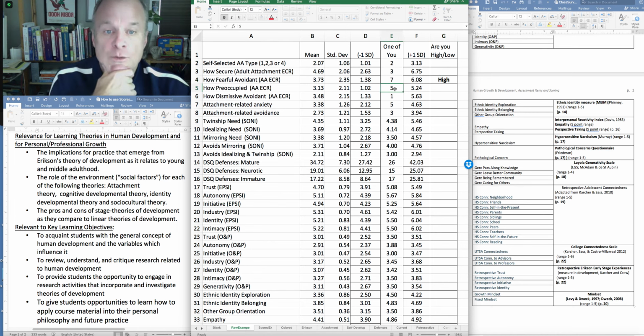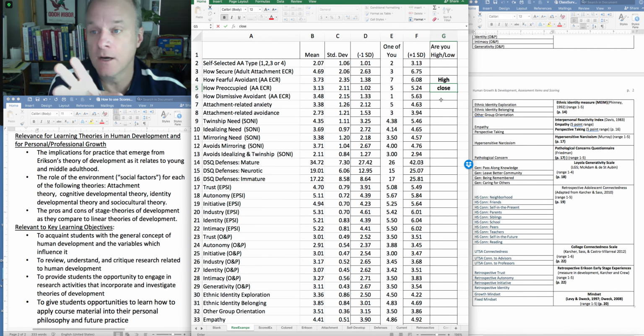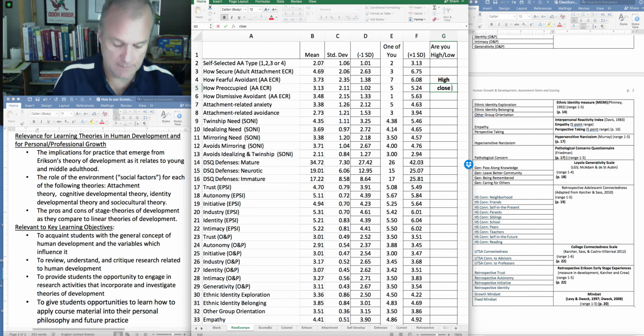On the next one, how preoccupied are you? They are close. So if you want to, you can put things like close. But I'm just going to go through and just grab the ones that are high and low. If you don't have a lot of highs or lows, you may want to look back and say, which ones are you close to being close to high? But we'll just go through these now and put high and low.